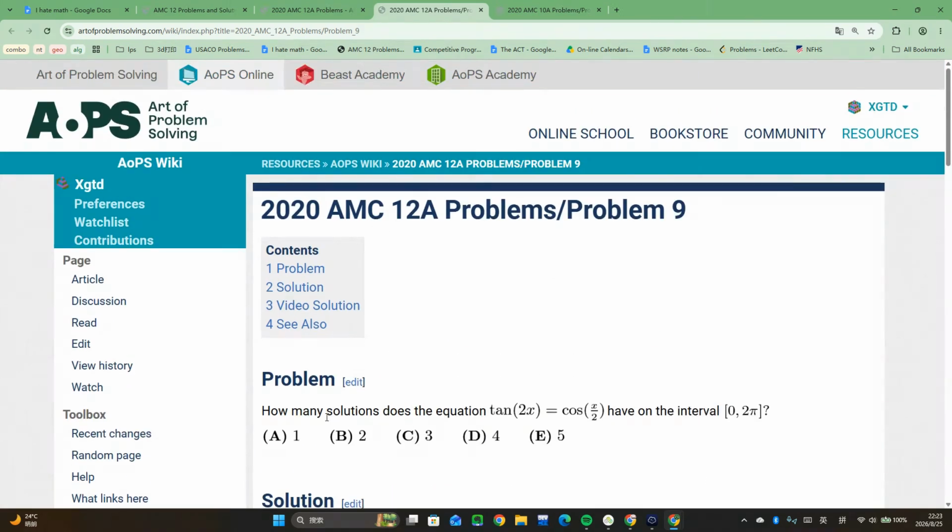Oh, yeah, why am I looking at the solution already? Oh, yeah, this is a good one. So at first I thought it was gonna be some trig identity, like tangent double angle, cosine half angle, but actually it's not that complicated.